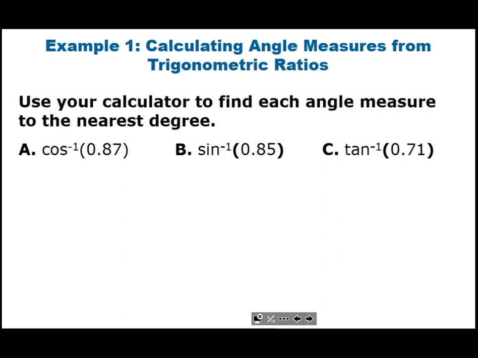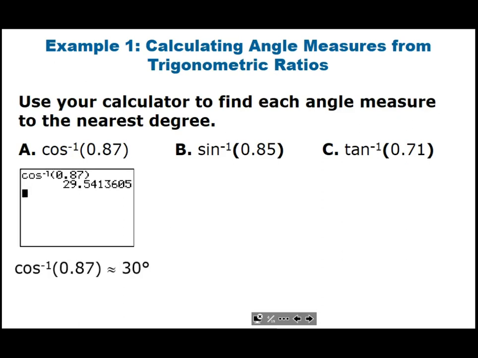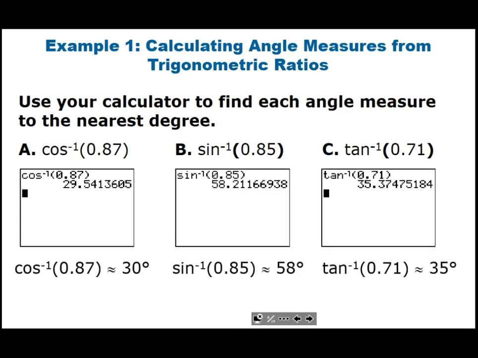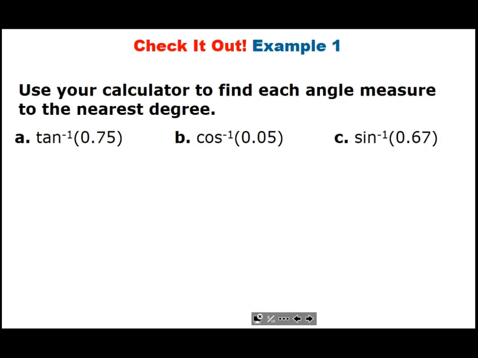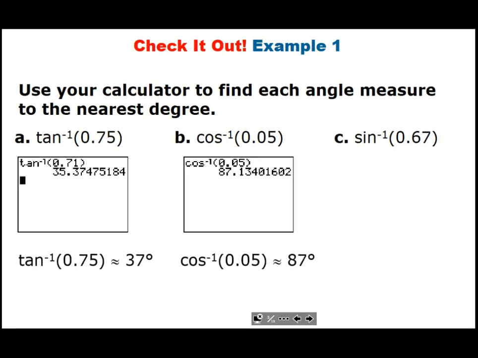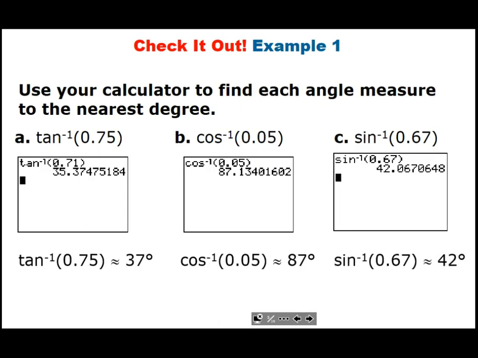Just to double check our six answers, if we round to the nearest degree, it's 30 degrees here, 58 degrees there, 35 degrees there. In most cases, you're going to round to the tenth, so that's why I did it that way the first time. Here it says round to the nearest degree: 37 degrees, 87 degrees, and 42 degrees.